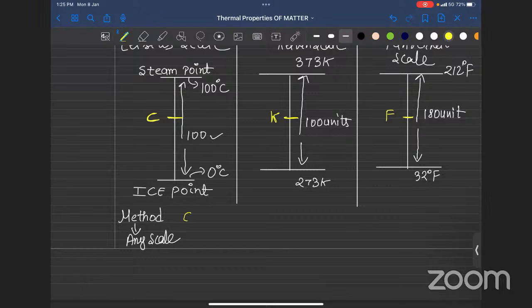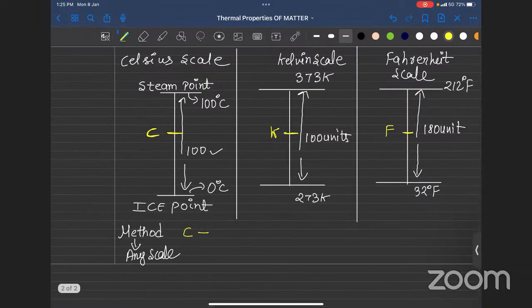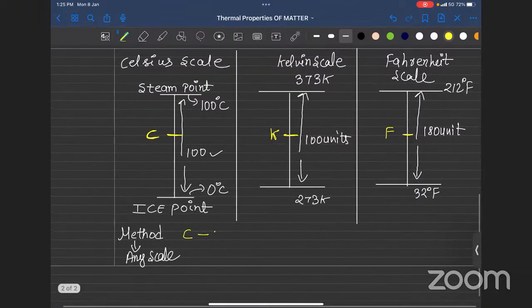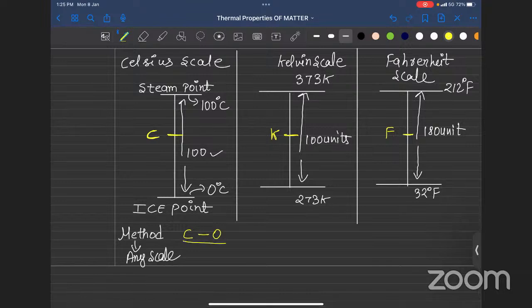First you will write this C minus the lowest point. I mean the ice point in the Celsius scale is what? This is the Celsius scale. So the ice point in the Celsius scale is what? It's 0. And the total divisions are 100.